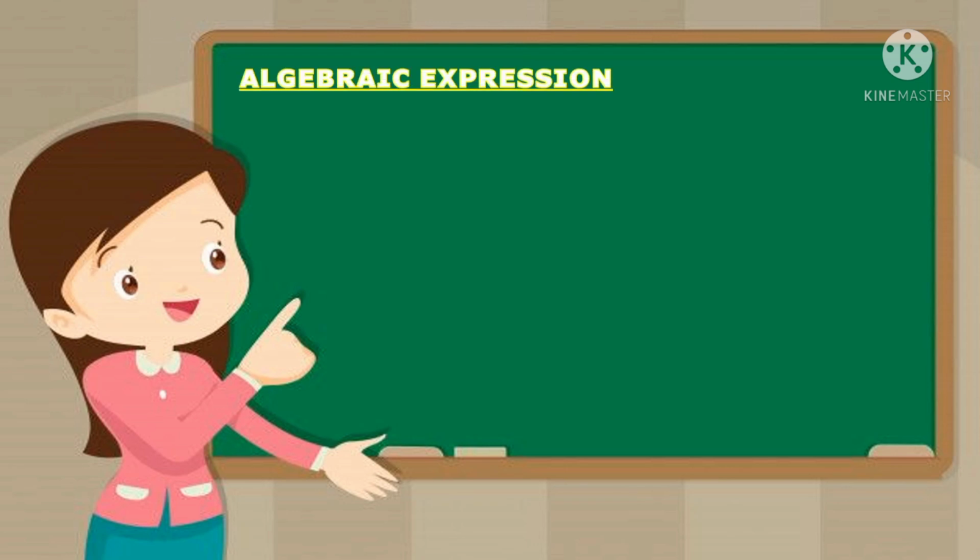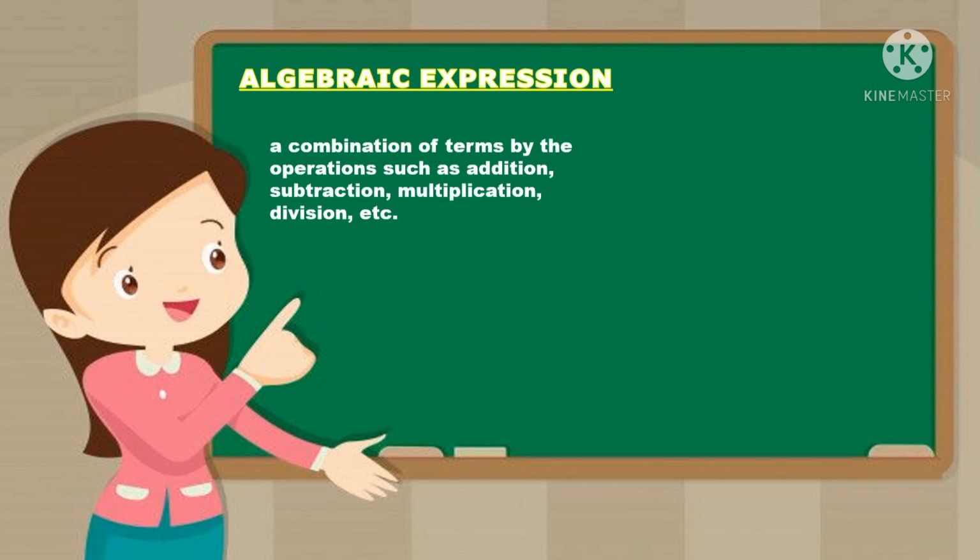So let's have first the algebraic expression. By the way, what is an algebraic expression? An algebraic expression is a combination of terms by the operations such as addition, subtraction, multiplication, division, and etc. So let us have an example: 10x cubed plus y minus 2. This is an example of an algebraic expression.